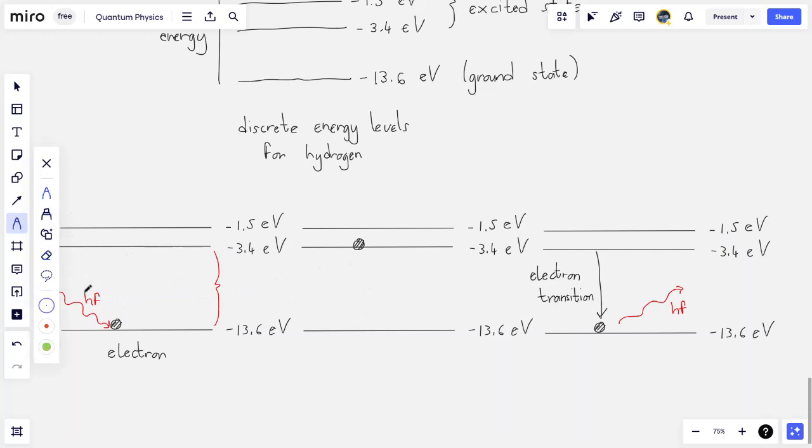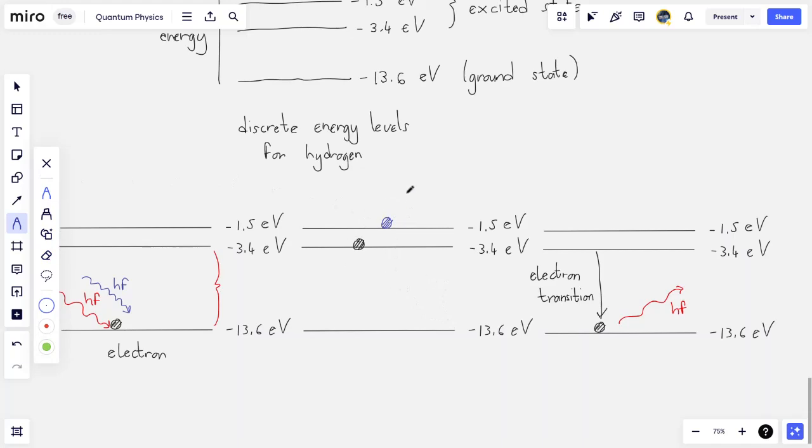It doesn't need to be blue. It could be anything blue or higher even. So in comes a photon, energy HF, and if the energy of the incoming photon is equal to the difference between any two energy levels for that atom, the electron will accept that photon, absorb that photon's energy, and then make the transition to a higher energy level, in this case to the second excited state.